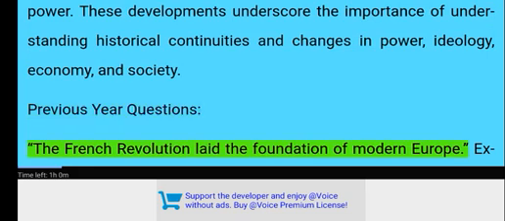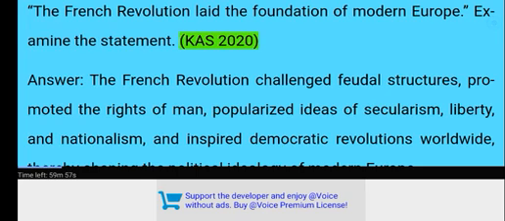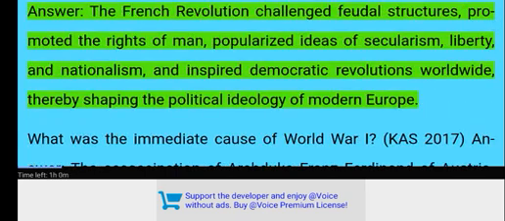Previous year questions. The French Revolution laid the foundation of modern Europe. Examine the statement. CAS 2020. Answer. The French Revolution challenged feudal structures, promoted the rights of man, popularized ideas of secularism, liberty, and nationalism, and inspired democratic revolutions worldwide, thereby shaping the political ideology of modern Europe.